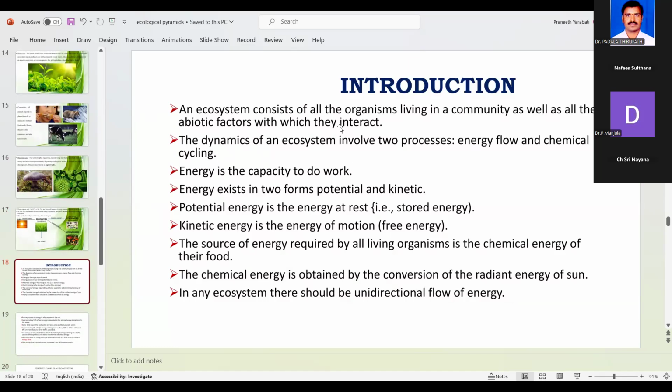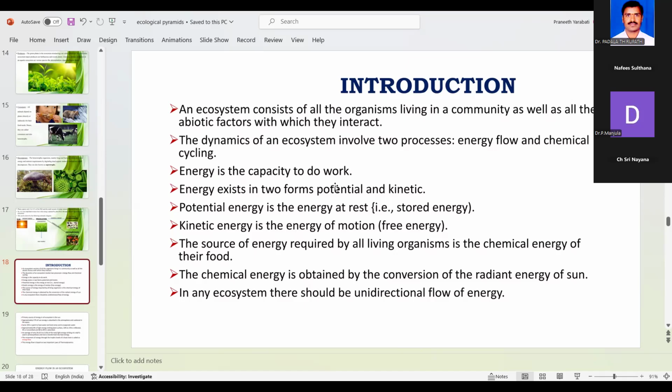An ecosystem consists of all the organisms living in a community, as well as all the abiotic factors with which they interact. That is the interaction between living organisms and their surroundings. The dynamics of an ecosystem involve two processes, that is the energy flow and chemical cycling. These are the two main processes carried out by the ecosystem.